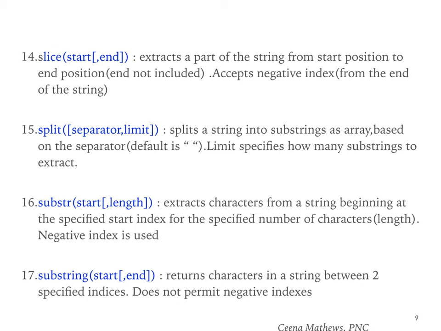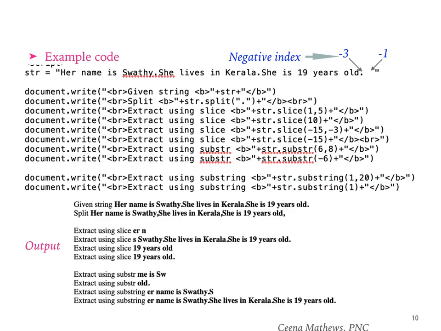And the next one is substring. Here we use the same parameters as those of slice. It is similar to slice, that is, it returns characters in a string between two specified indices, and end here is optional. If not specified, it will extract from start to the end of the string. It does not permit negative indexing. We'll see examples for this.